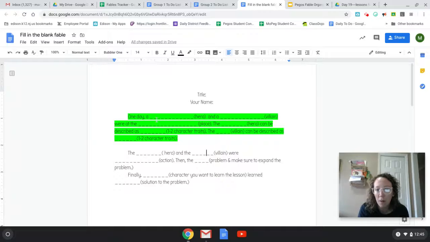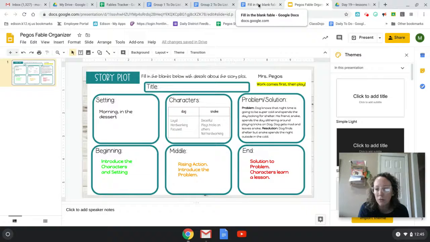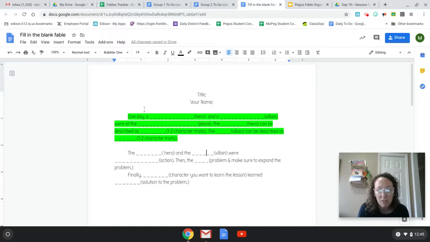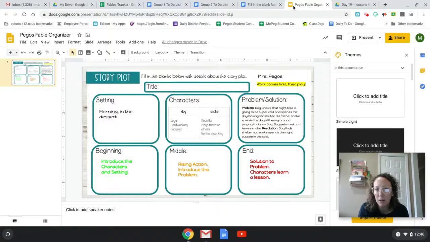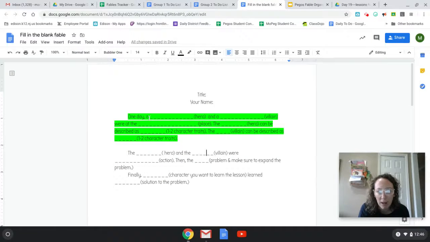All right. So I'm going to model what it looks like using my information and using my organizer. You're going to do the same thing yourselves as well. So one day, a blank, and here I have hero. So who's the hero in my story? Let me go back. The hero in my story is dog. So I'm just going to highlight the whole part that I'm going to type in, and I'm just going to write dog.